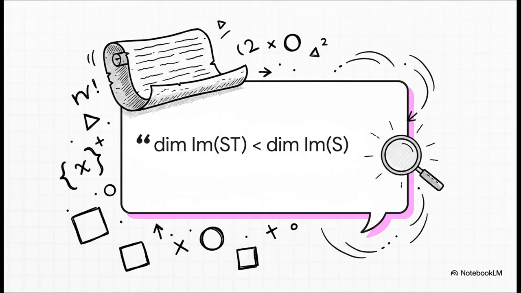And this is our smoking gun. It's like a cryptic note left at the scene. It says the dimension of the image of ST is less than the dimension of the image of S. Now, in simple terms, that just means the combined operation is kind of squishing space more than the first operation does on its own. This single clue is the absolute key to cracking this case.